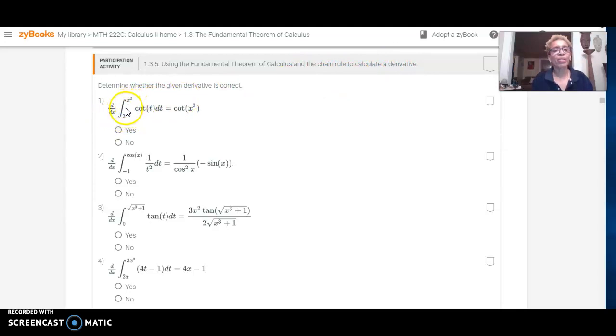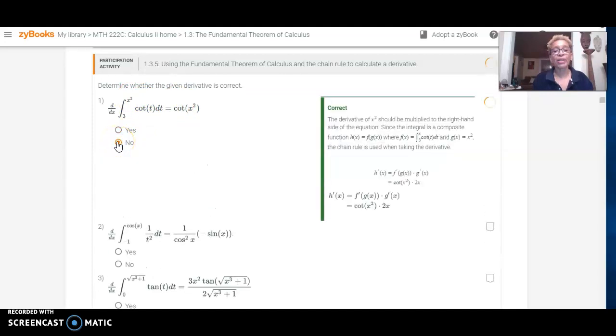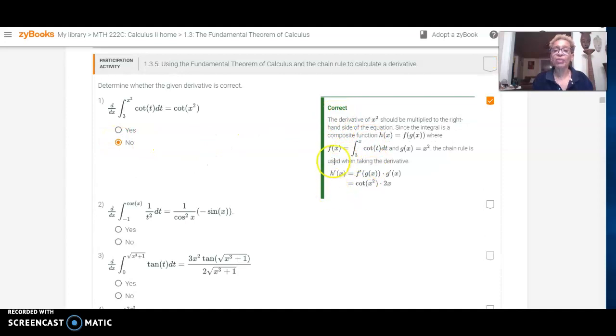So here they're asking you the question, what's the derivative of the integral from 3 to x squared of the cotangent of t? Is it the cotangent of x squared? And you say yes or no. The fundamental theorem tells you that you can just plug in this limit. So that's true, but because this limit is not just x, it's x squared, this whole thing should be multiplied by 2x. So this answer, I would say, is no. All right, so it tells you it's correct, gives you the information.